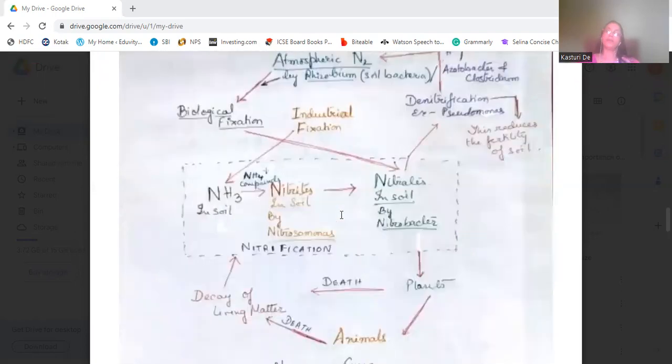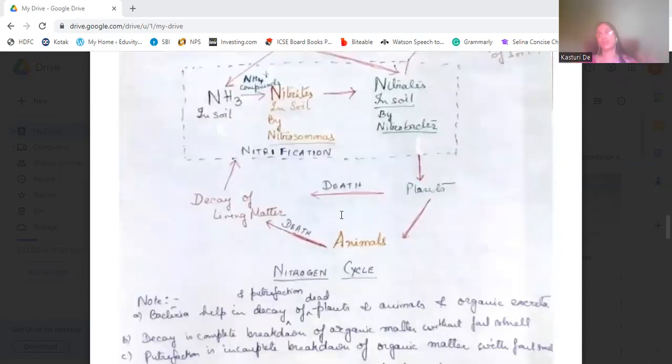So this is the nitrogen cycle. These are the three main processes: nitrogen fixation, nitrification, and denitrification. Atmospheric nitrogen comes down to form nitrates and then returns again to atmospheric nitrogen. So this total is the nitrogen cycle, and it is totally done by bacteria.